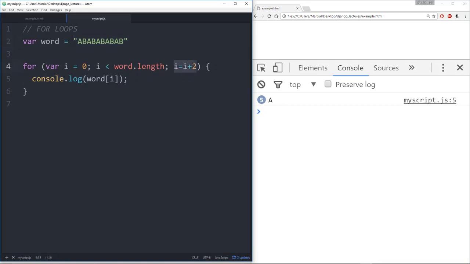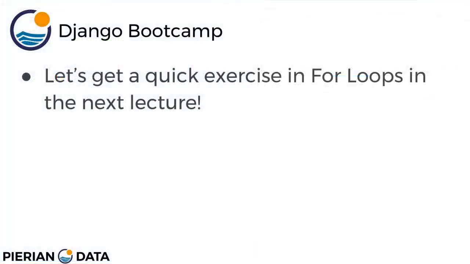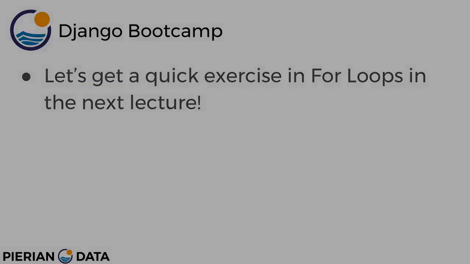So hopefully you can see here that it doesn't have to just increment by 1, it can increment by any number you want. Or it can even go down, it can decrease. Okay, so that's all we need to know about for loops in JavaScript for now. Coming up next, we're going to do a quick exercise just to practice your understanding. I'll see you at the next lecture.